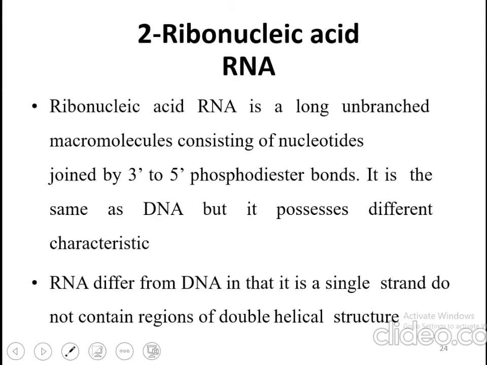And what are these different characteristics? RNA is different from DNA in that it is a single strand and does not contain regions of double helical structure. The biggest difference between RNA and DNA is that RNA is a single strand structure. It is not a double strand or ladder structure like DNA. It is a single strand structure.